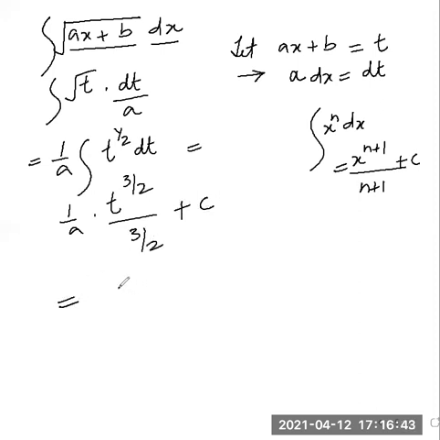So this will be 2 divided by 3a, t raised to power 3 by 2. And what is t? t is ax plus b, whole raised to power 3 by 2, plus c. Beautiful. Very nice. So now similarly, you can do x into x plus 2. Here you will imagine x plus 2 is equal to t. Then try to do that.